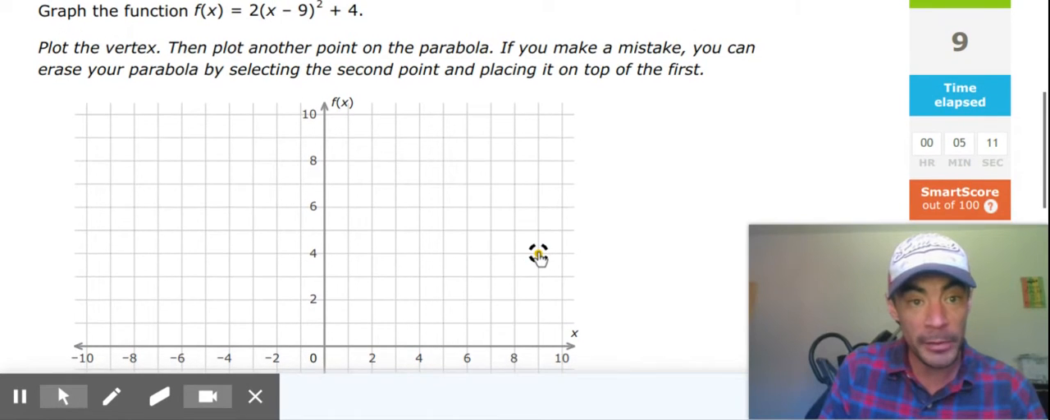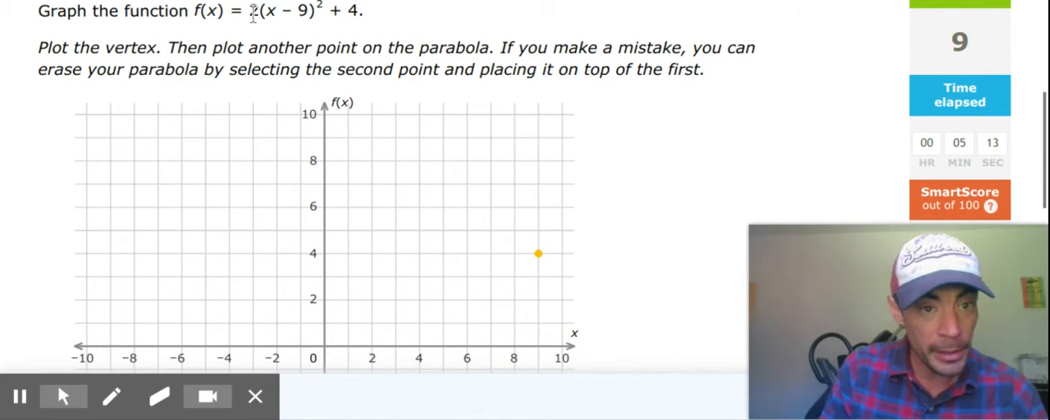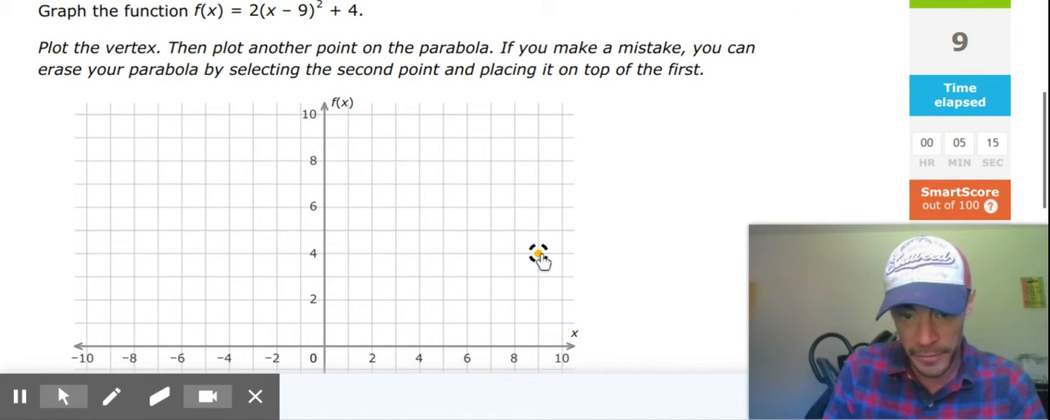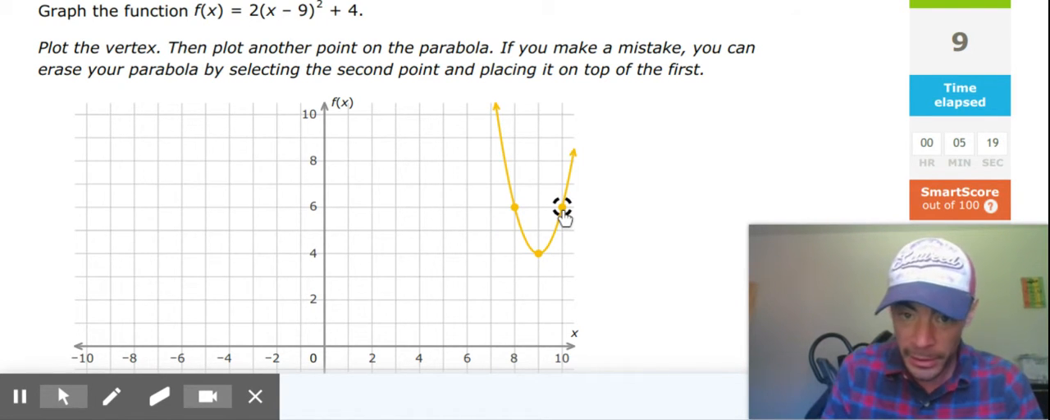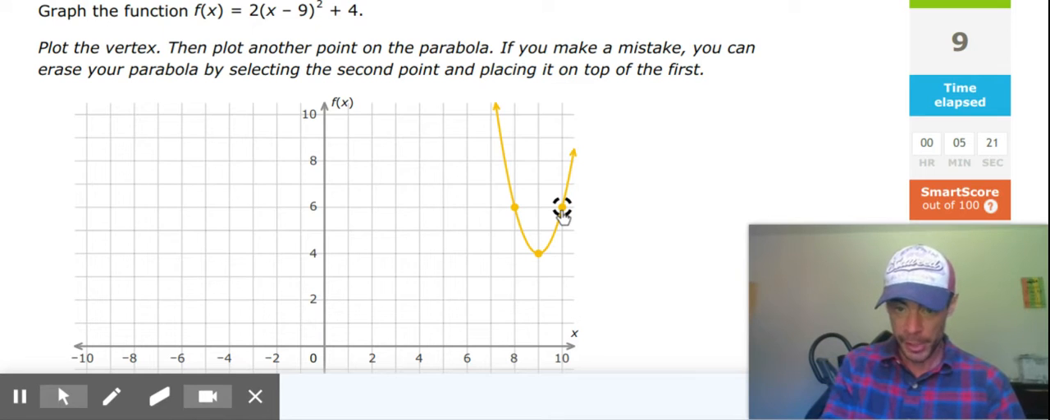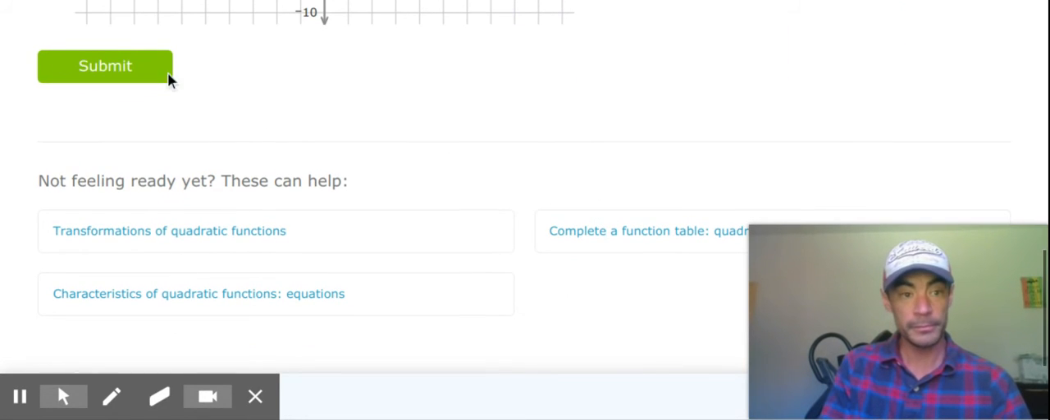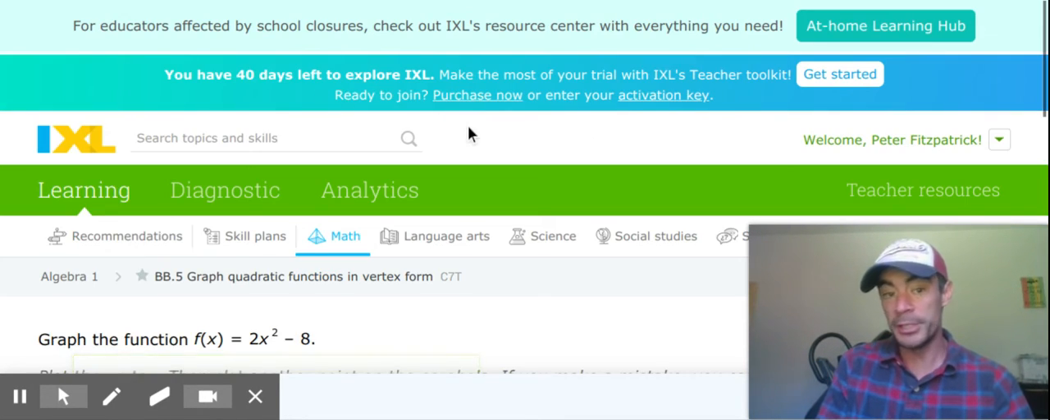And this parabola is still opening up, but it is stretched by a factor of 2. So over 1, up 2. There we go. It's a little bit more narrow than the standard parabola. Okay, I'm on my way to a decent score.